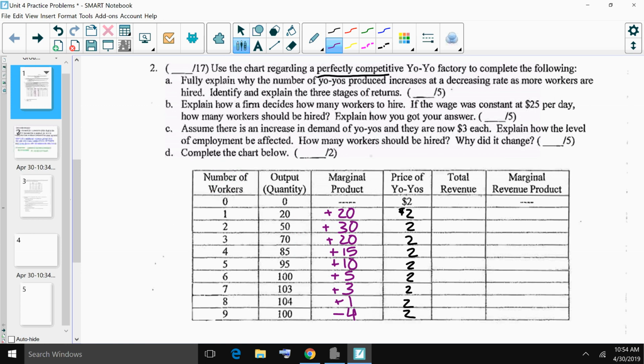The next thing I'm going to find is my total revenue. How much money am I making? Well, if I produce 20 yo-yos and each yo-yo is $2, I have made $40. If I make 50 yo-yos at $2 each, my revenue is $100. I'm going to continue filling in this column. The math stays the same. 85 times 2 is going to be 170. And then I'm going to have 190. I'm going to have 200. Next, I'm going to have 206.